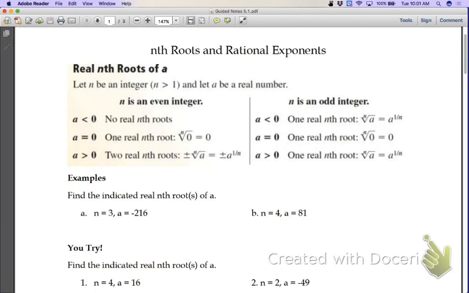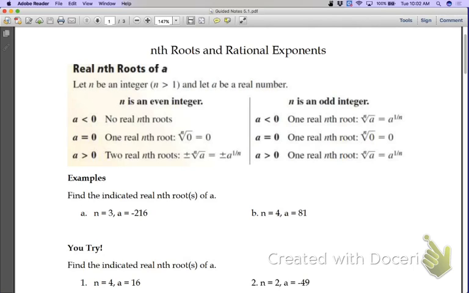Whenever we deal with nth roots and rational expressions, basically all we're doing is taking any of the rational exponents and turning it into a radical, or vice versa. Whenever we talk about real nth roots of a, all we're talking about is how many different answers we can have, if n is an even integer versus an odd integer.